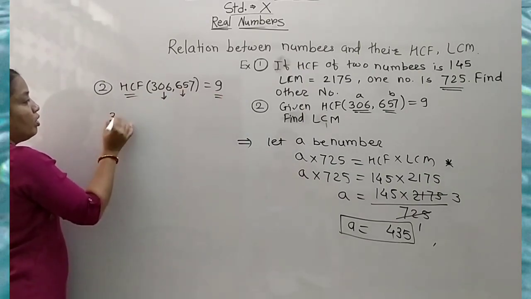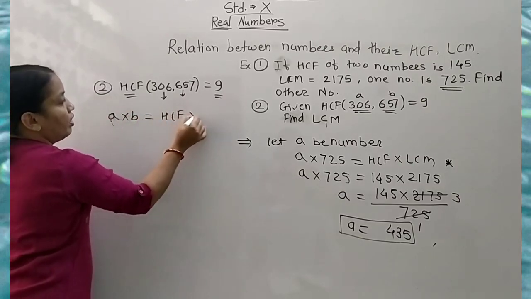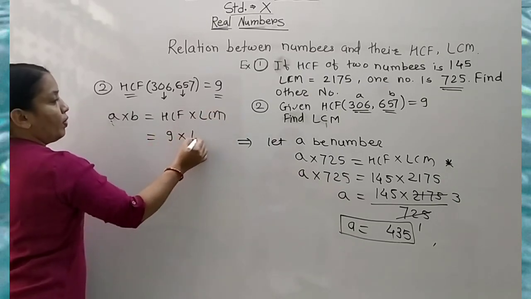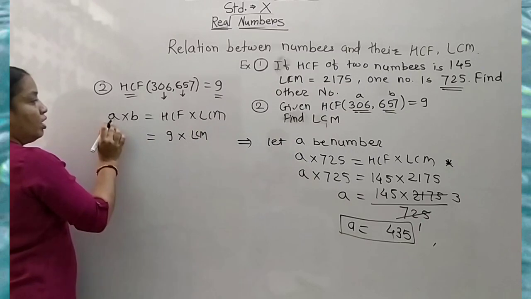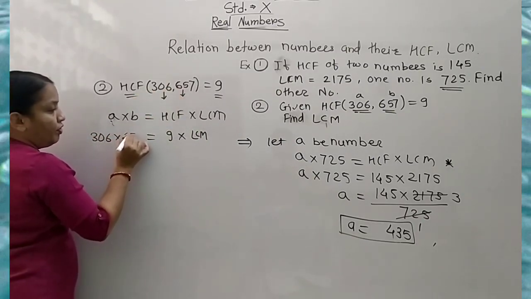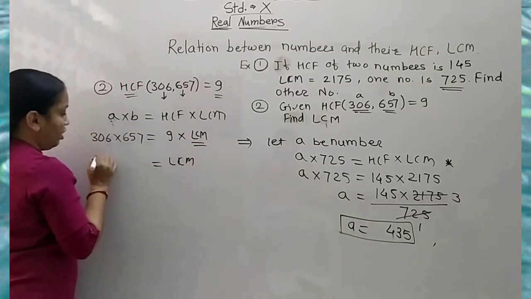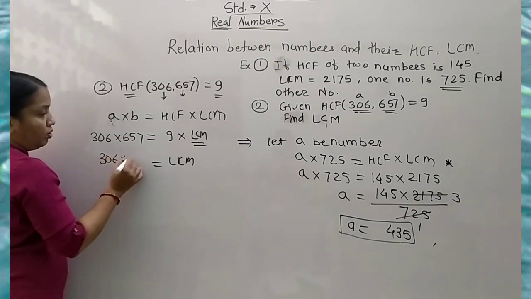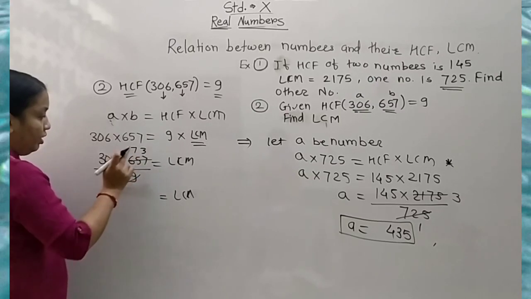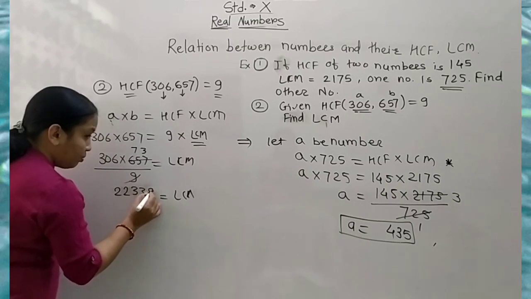Therefore, A into B is equal to HCF into LCM. Now HCF is 9 and you want to find LCM. A is 306 and B is 657. How to find LCM? LCM is equal to 306 into 657 divided by 9. After dividing by 9, it is 73. Now multiply, you will get 22338.